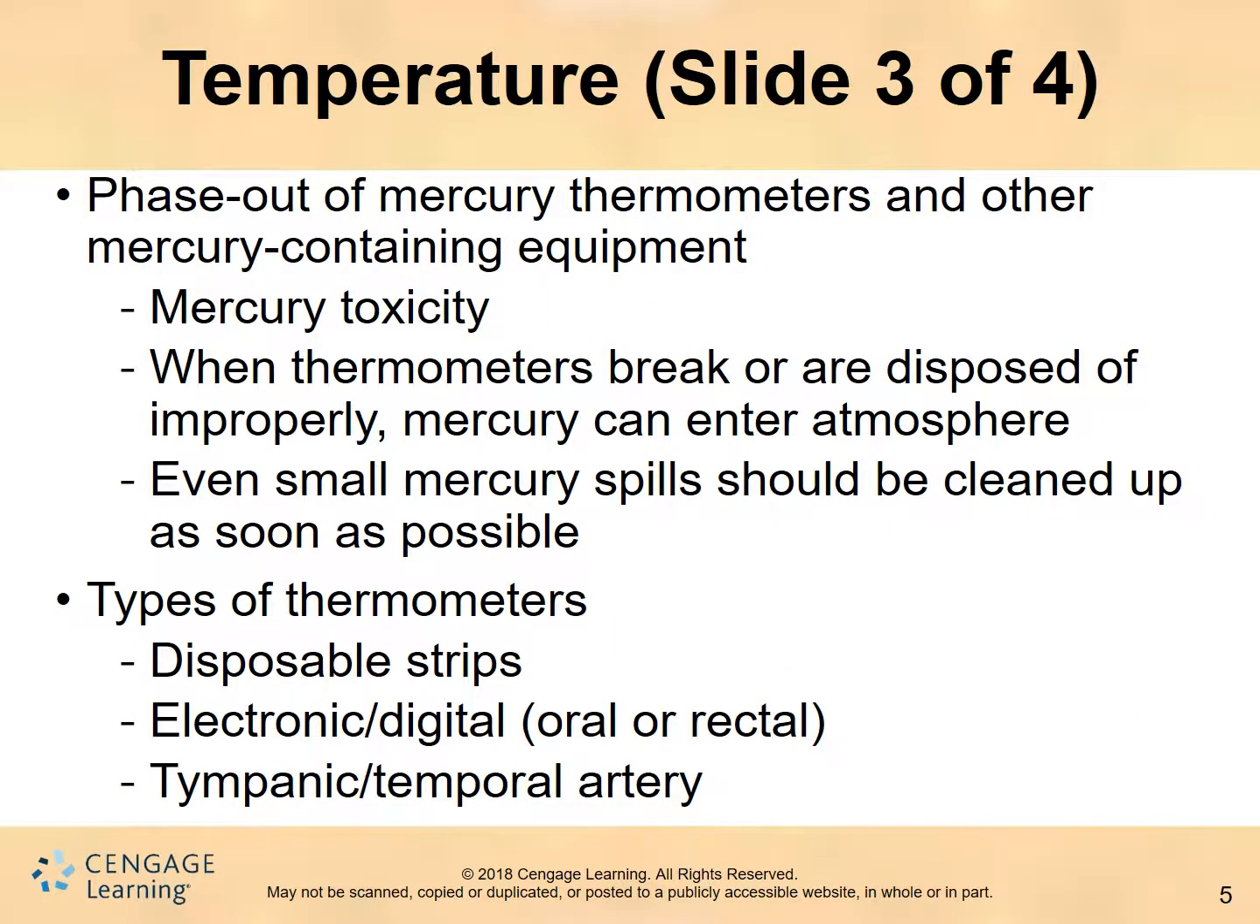Phase out of mercury thermometers and other mercury-containing equipment is occurring due to mercury toxicity. When the thermometers break or are disposed of improperly, mercury can enter the atmosphere, and even small mercury spills should be cleaned up as soon as possible. Types of thermometers used commonly now are disposable strips, electronic digital, oral or rectal, tympanic, and temporal artery.